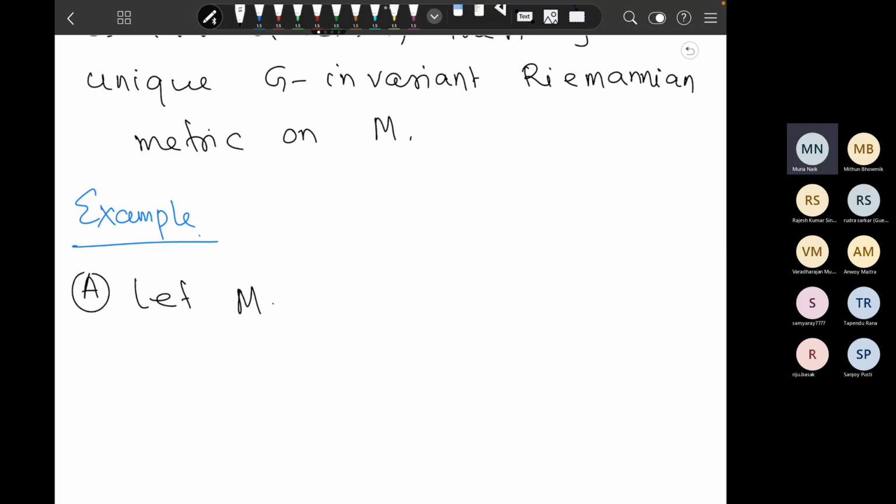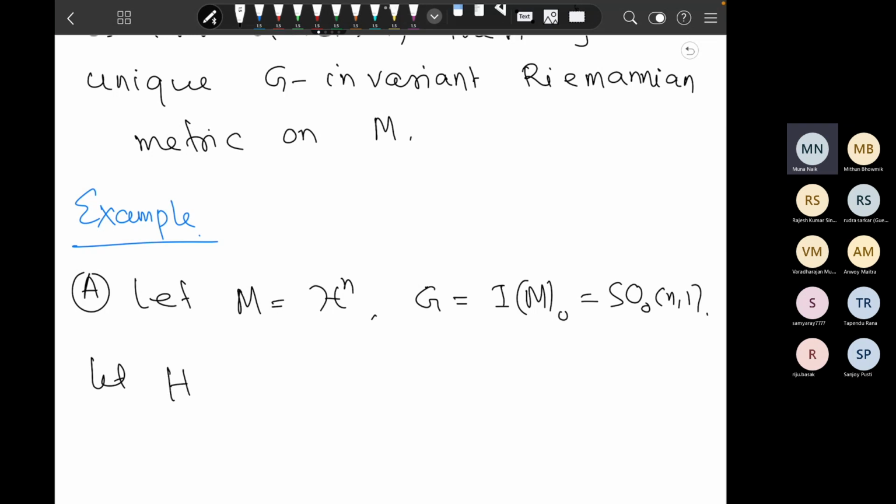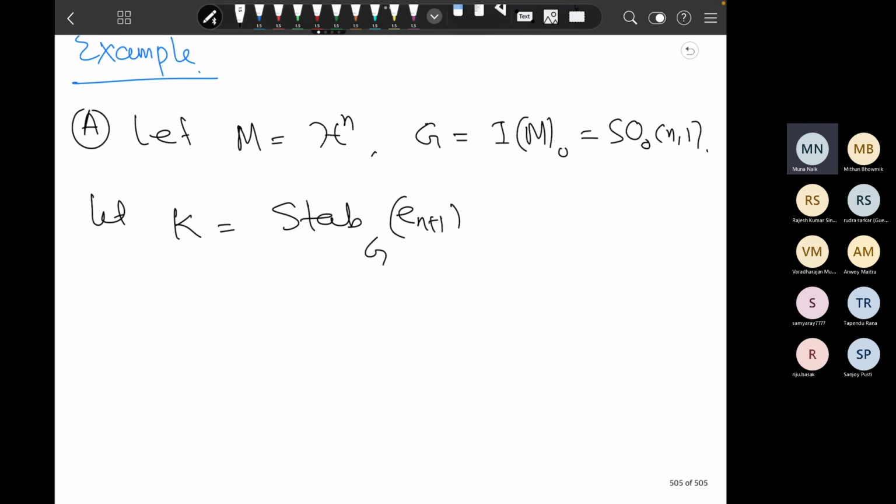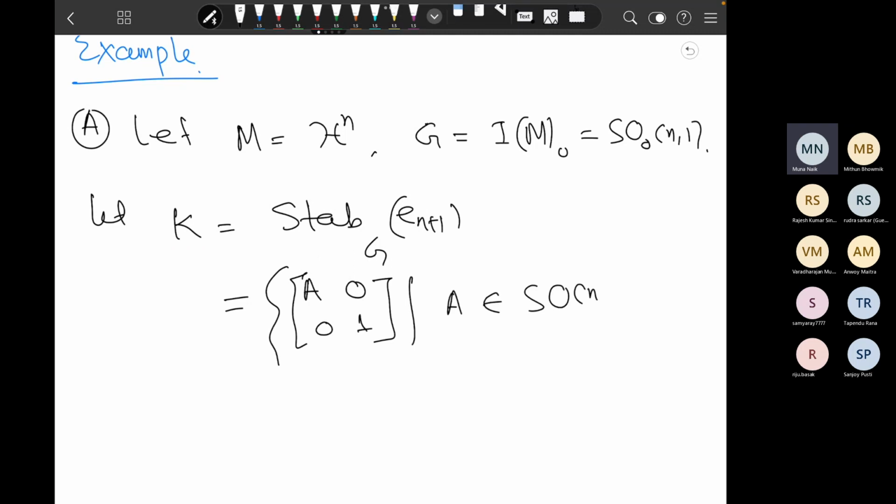Suppose M is equal to Hn. So what is G here? G is really Iso(Hn), and that is really SO_0(n,1). Okay. So I will take this point e_{n+1} as the base point. Therefore K is equal to the stabilizer of e_{n+1} inside this G, and this is really what we have seen: matrices of the form (A 0; 0 1), where A belongs to SO(n). And this is isomorphic to SO(n).